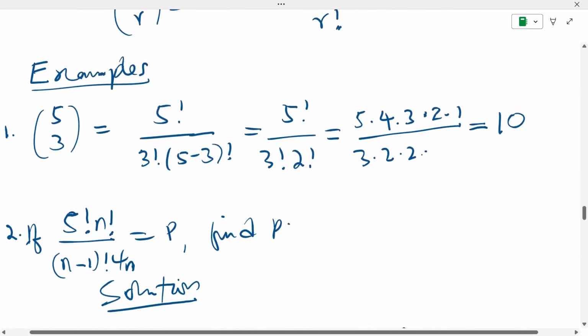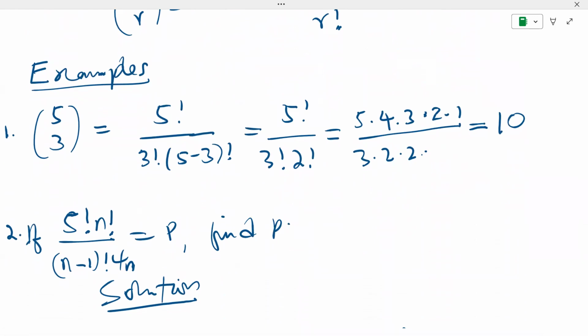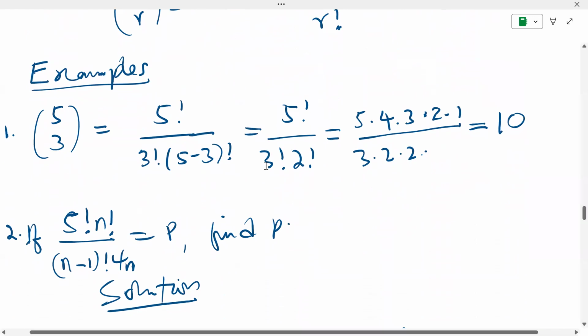Example, so we want to find 5C3, and that will be 5 factorial over 3 factorial times (5 minus 3) factorial. When we do that, we shall get 5 factorial over 3 factorial times 2 factorial. So for 5 factorial, I get 5 times 4 times 3 times 2 times 1. Then 3 factorial is 3 times 2 times 1, of course. And then 2 factorial is 2 times 1.